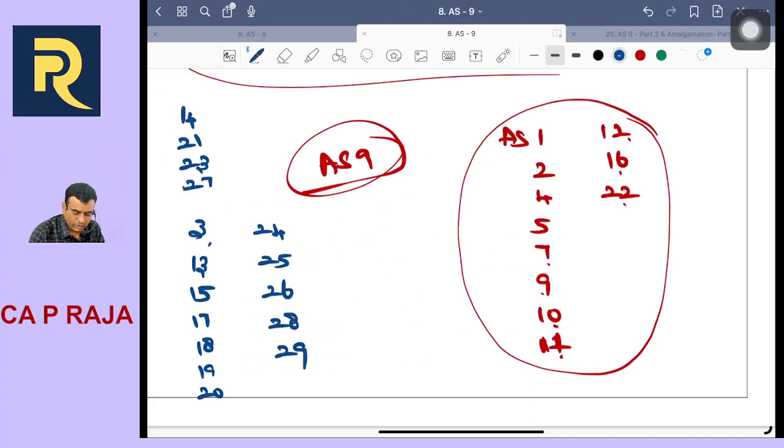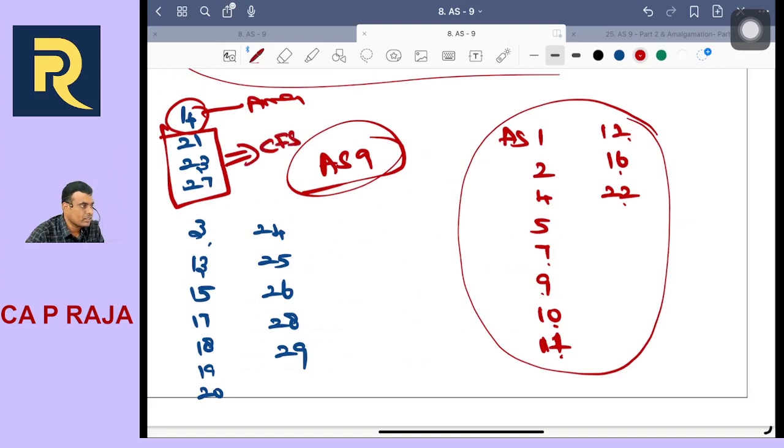28, 29. So this we are going to cover in the big chapter called amalgamation. All these three we are going to cover in the form of CFS, consolidated financial statement, 21, 23, 27. By the time I complete CFS, 3 standards will be over. By the time I complete 14, amalgamation is over. Then you have 1, 2, 3, 4, 5, 6, 7, 8, 9, 10, 11, 12 standard.